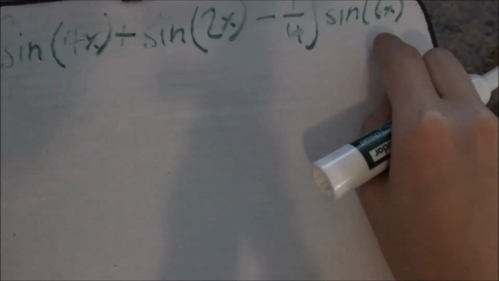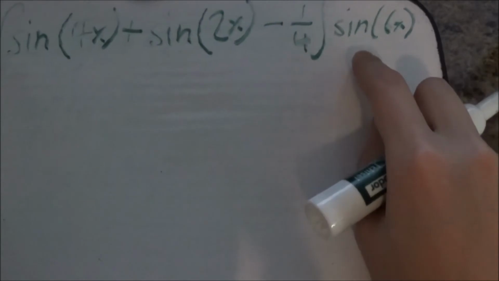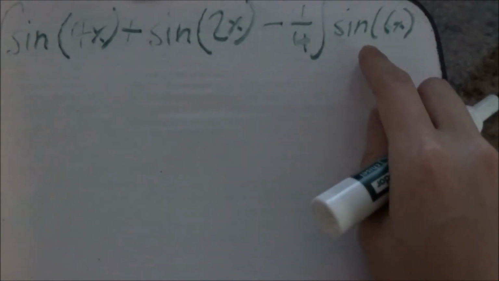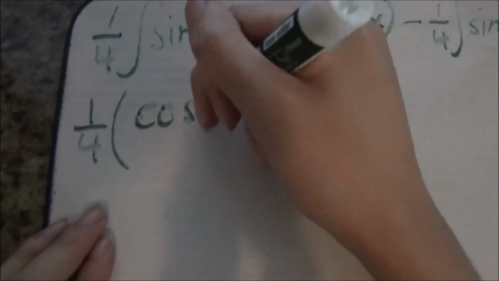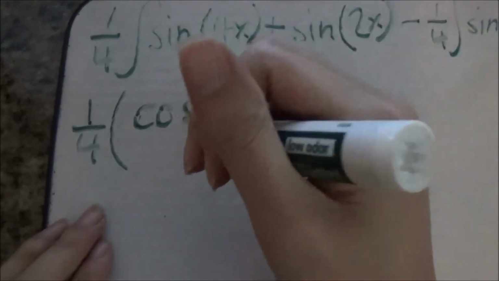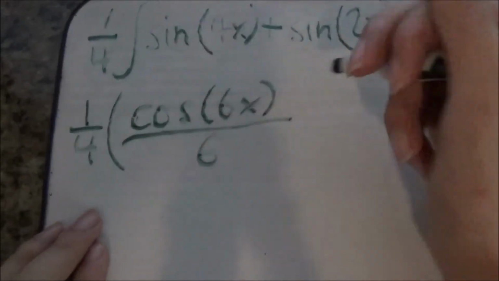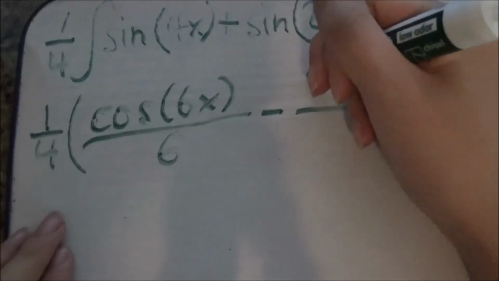Well, in that case, I guess we're going to start right here, because the integral of sine of something is cosine. So this is cosine 6x over 6, okay, minus cosine 4x over 4, minus cosine of 2x over 2, plus c. Is that correct?